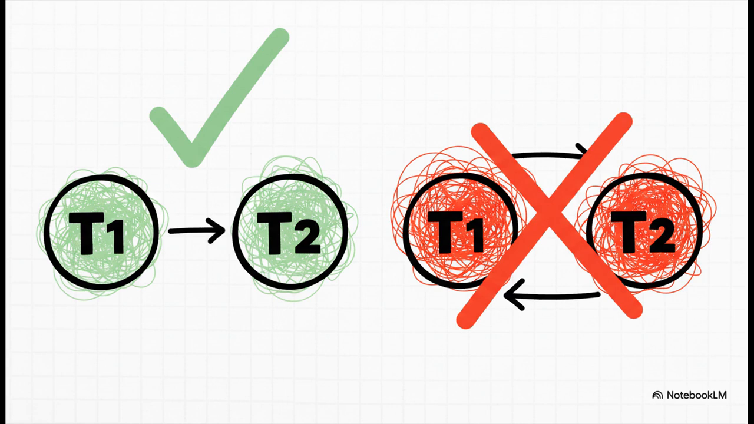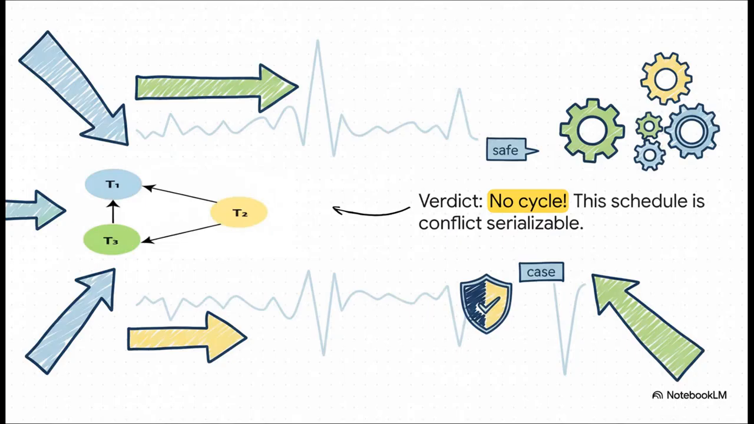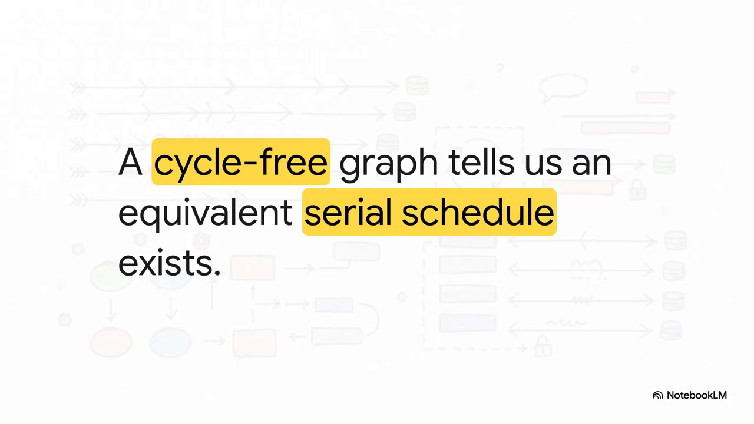If there are no cycles, we're in the clear. So let's look at our graph one more time. Do you see any loops, any arrows that lead you around in a circle? Nope, they all flow in one general direction. So the verdict is in. Our schedule has no cycle, which means it is conflict serializable. It's safe. Case closed. So what's the big payoff for all this detective work?